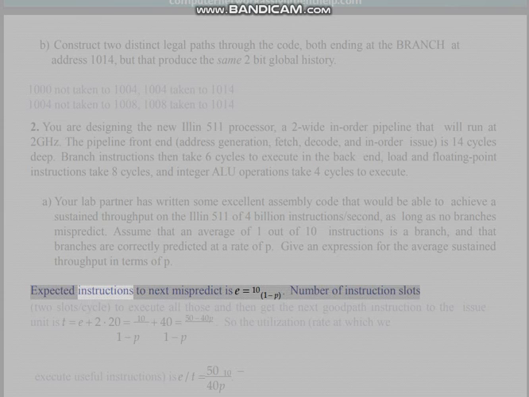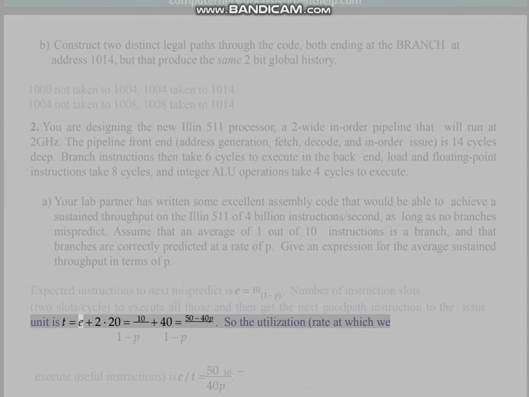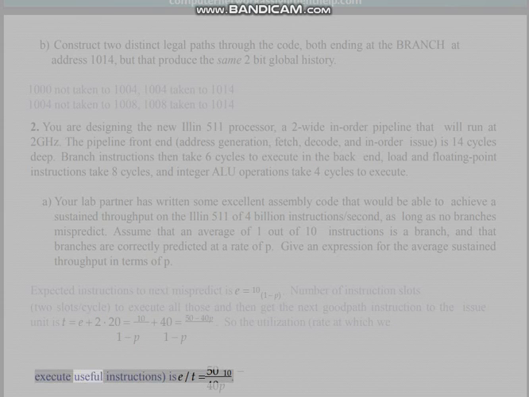Expected instructions to next mispredict is E = 10/(1-p). Number of instruction slots, 2 slots/cycle. To execute all those and then get the next good path instruction to the issue unit is E + 2 × 20 = 10/(1-p) + 40. So the utilization rate at which we execute useful instructions is E divided by the total slots.